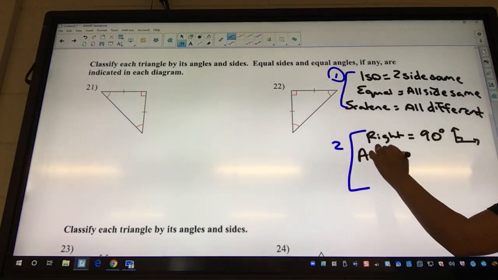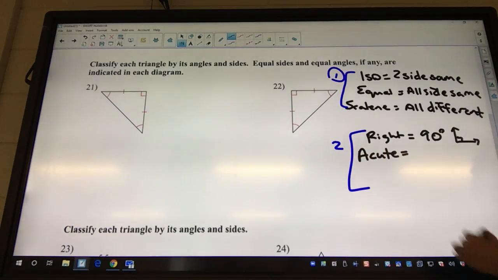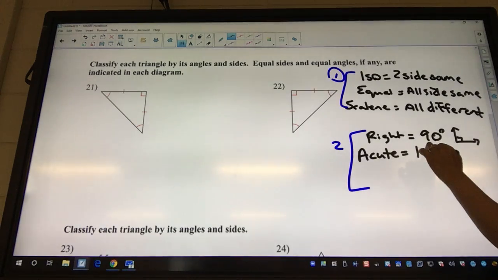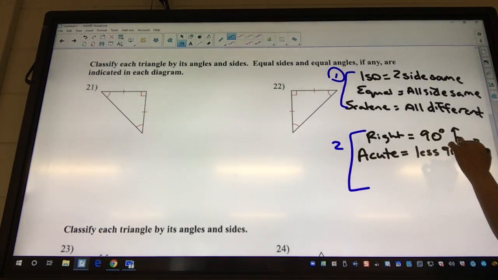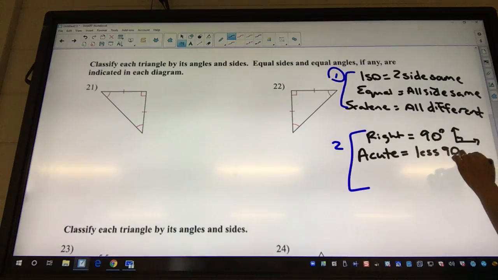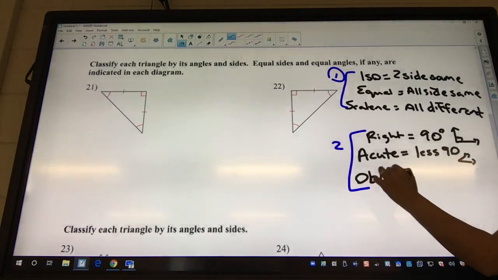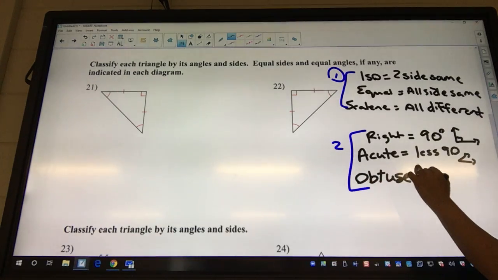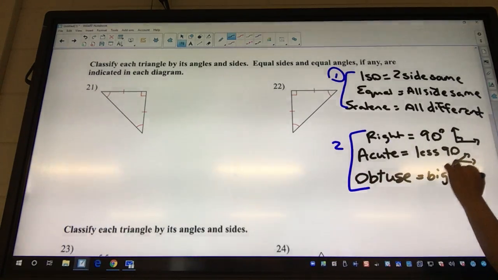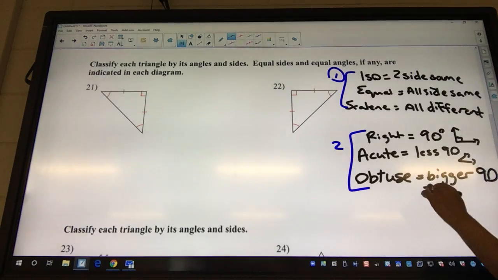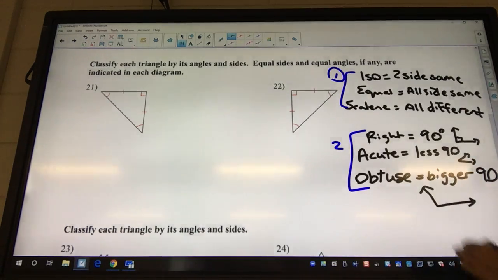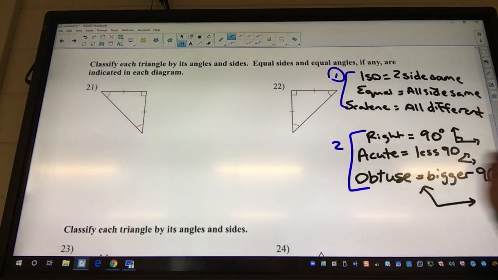We got an acute. What do we know about acute? They're below 90, so they're less than 90. And so they're going to look pretty small. You can see that that's less than a straight up and down. And then we have an obtuse, which is greater than 90. So bigger than 90. It's going to look way bigger than 90. That would be 90 going straight up and down.